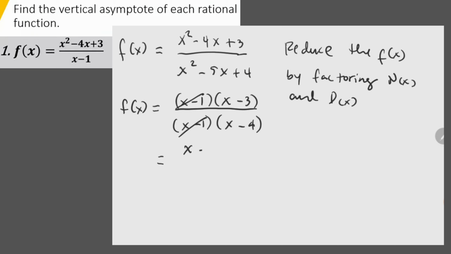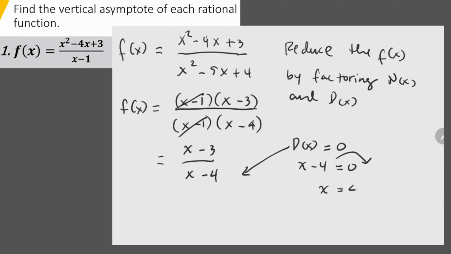The purpose of this factoring is to reduce our functions. So kung merong parehas from numerator and denominator, kailangan nating i-cancel out. And then yung matitira sa denominator, which is x minus 4, will be equated to 0. So it would be x minus 4 equals 0, and then just transpose negative 4 to the other side. It will be x equals 4. So this value is now our vertical asymptote.